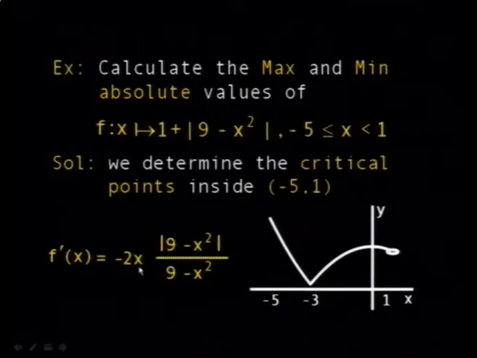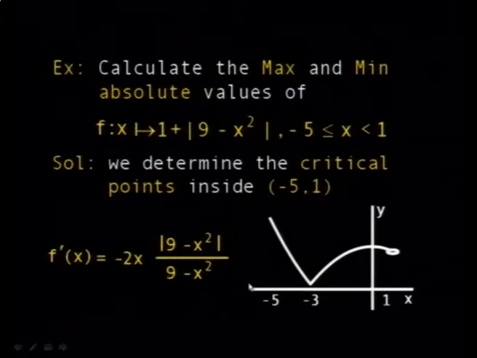The critical points: the point 0 lies in the domain of the function, and then also the points 3 and minus 3, but 3 lies outside the domain, so we are not interested in it. So how many points do you have? You have the points 0 and minus 3. These are the critical points in the interval from minus 5 to 1.